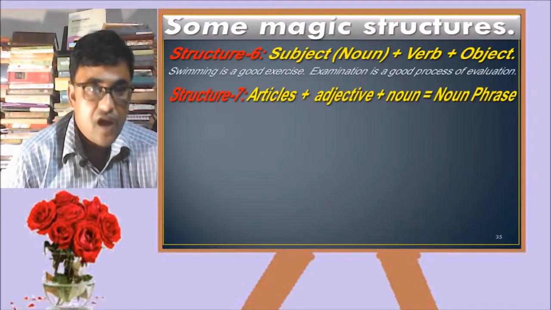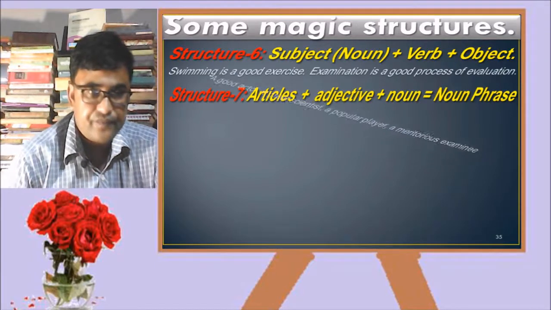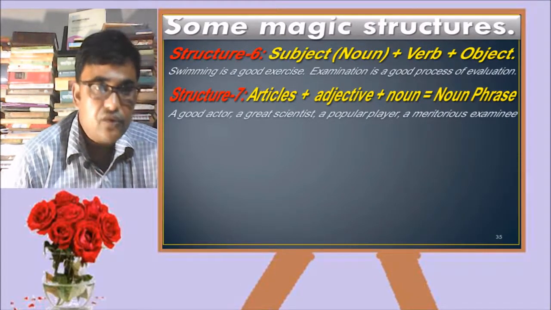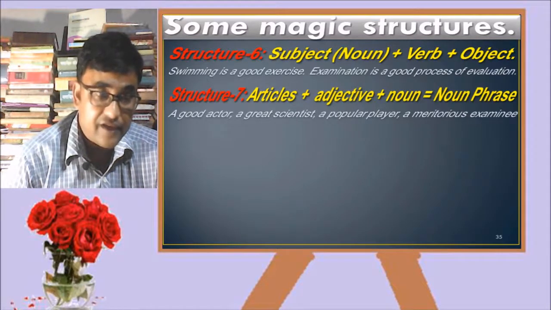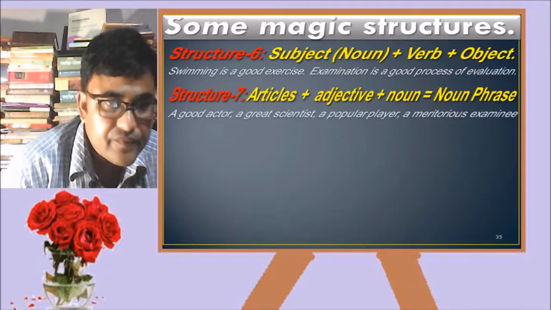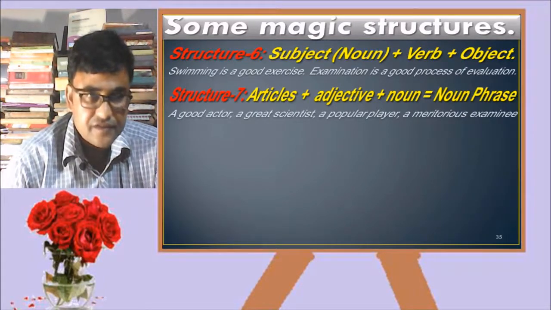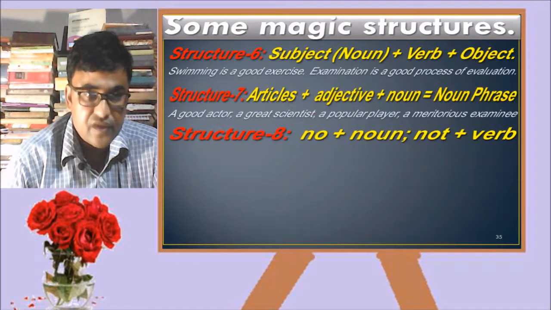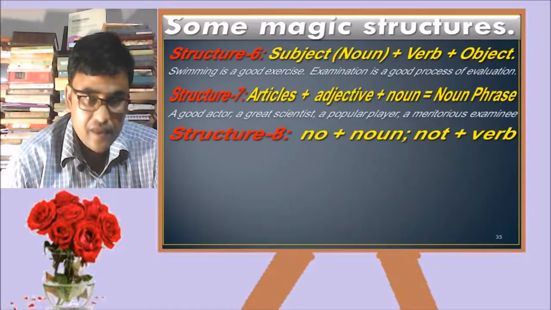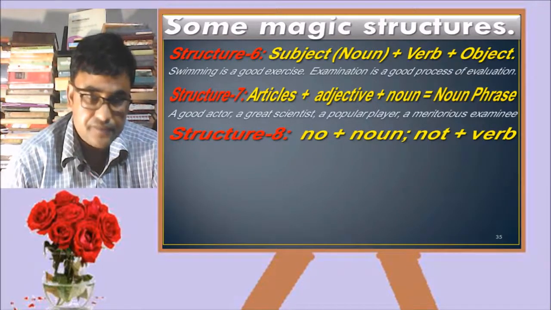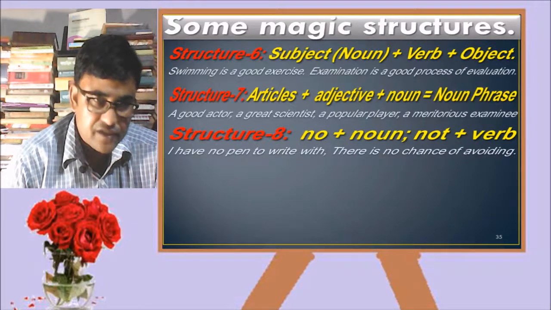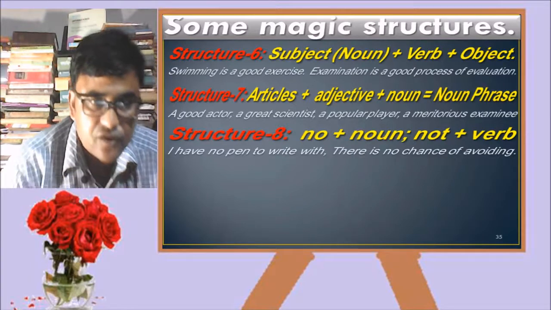Structure 7. Article plus adjective plus noun equal noun phrase. For example, a good actor. Look at, here a is an article, good is an adjective and actor is a noun. Similarly, a great scientist, a popular player, a meritorious examinee, like this. Structure 8. No plus noun, not plus verb. That means no is used before a noun and not is used before a verb. I have no pen to write with. Look at, here no is used before pen, that is a noun. There is no chance of avoiding.